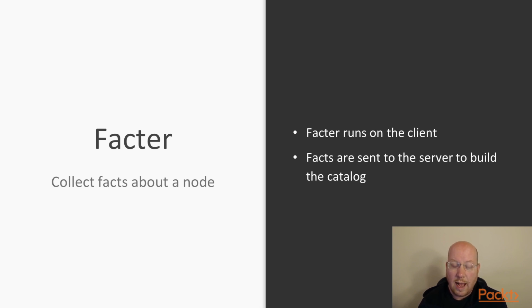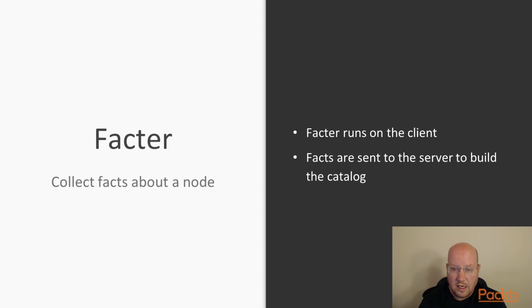That might include things like what operating system this node is running. Is it Linux? Is it Windows? If it's Linux, what distribution? Is it Red Hat, CentOS, Ubuntu, Debian? For that distribution, what version of that operating system is running? How many processors, how much memory, the available disks, networking, all of that kind of information that might be useful to build the catalog to make decisions about what to install on a node or how to configure it.